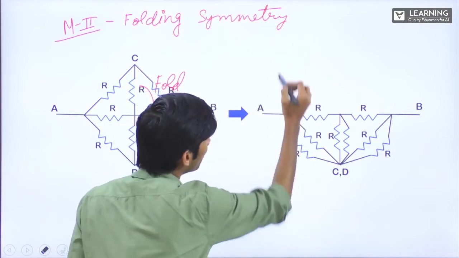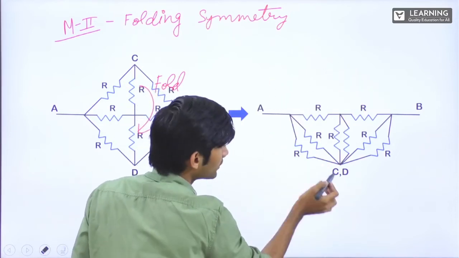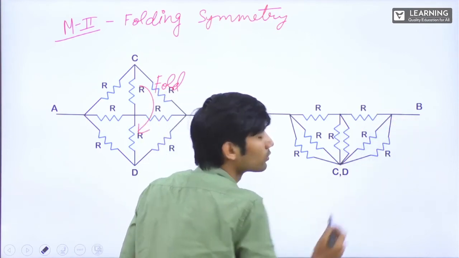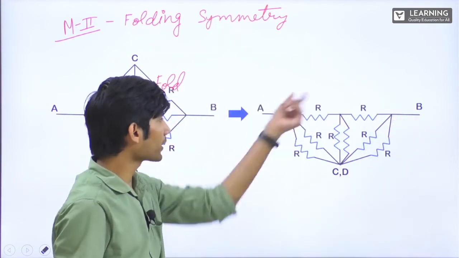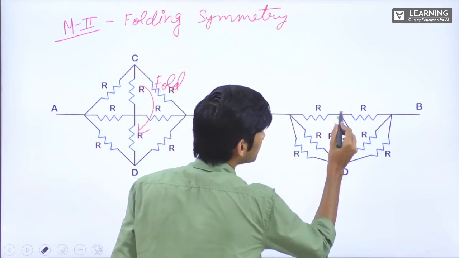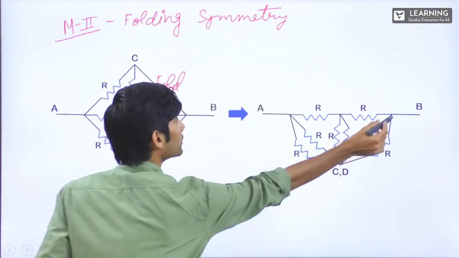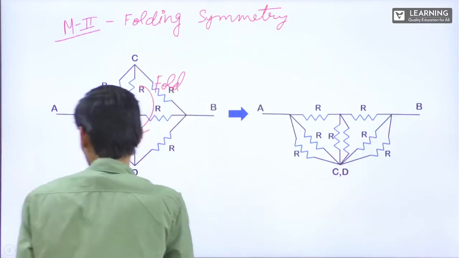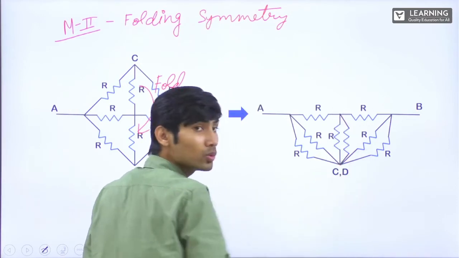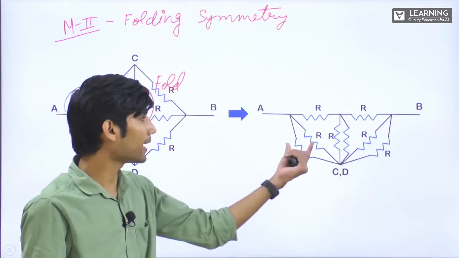The one which was here, this will be parallel to this resistance. Now can you solve? See, there are only two terminals, this terminal, this terminal. These two are parallel. If these two are parallel, this will be R by 2, R by 2, R by 2. They will be halved, right?